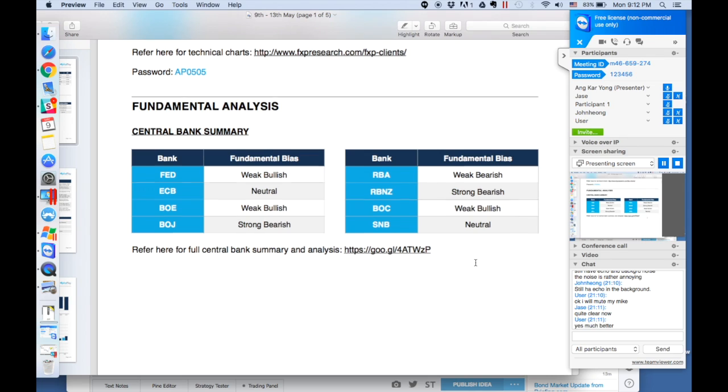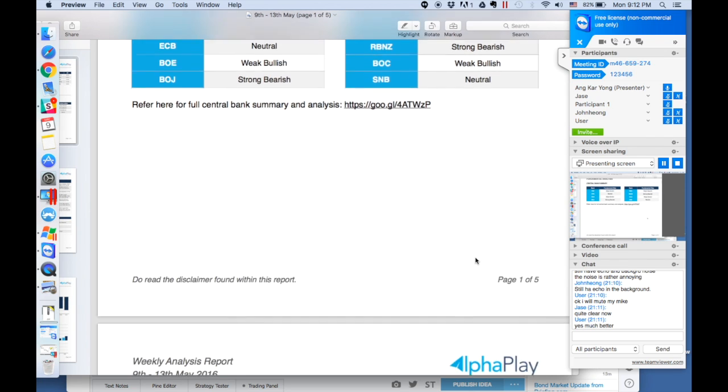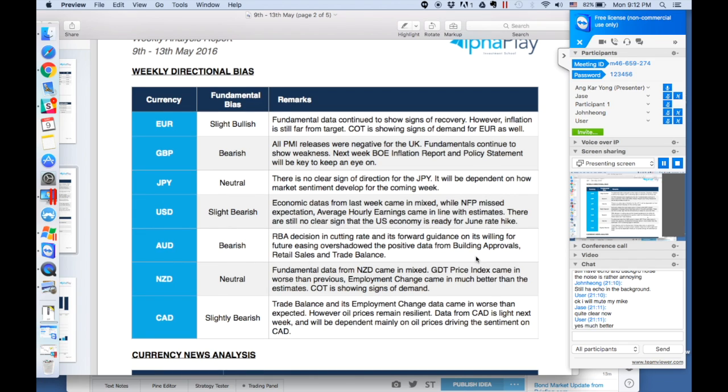In terms of fundamental analysis and central banks, we went through this over the weekend, so there's not much change. But what I want to walk you through is more of the weekly directional bias. For euro, we are slightly bullish, because fundamentals are showing signs of recovery, and COT is showing signs that people are buying into the euro futures.